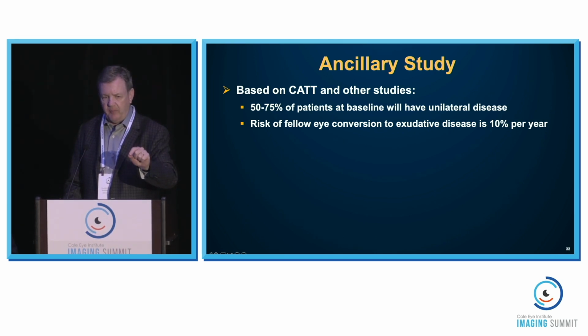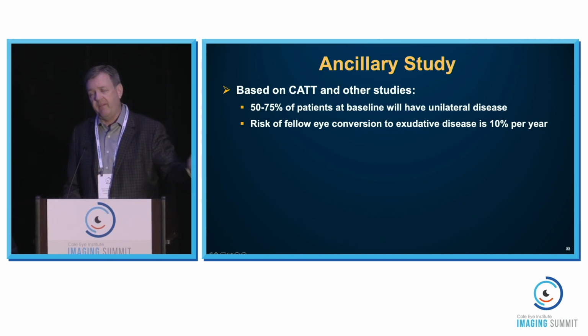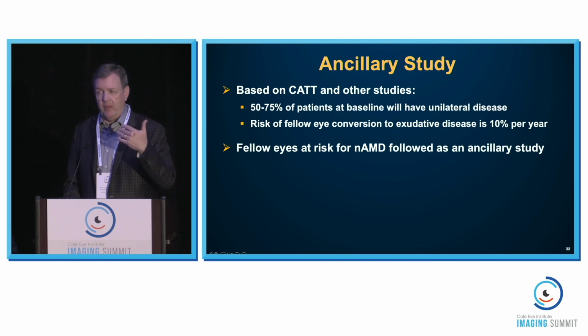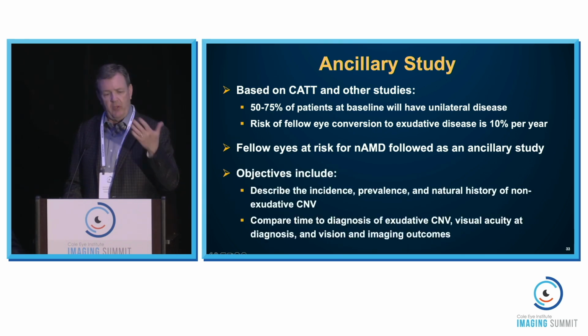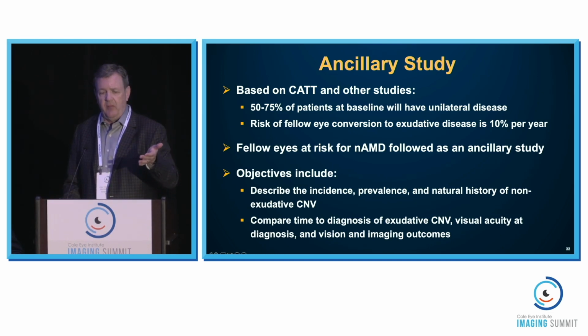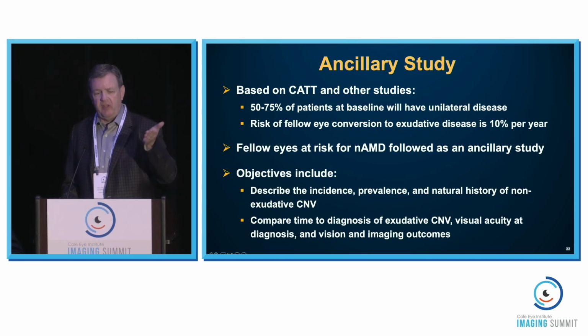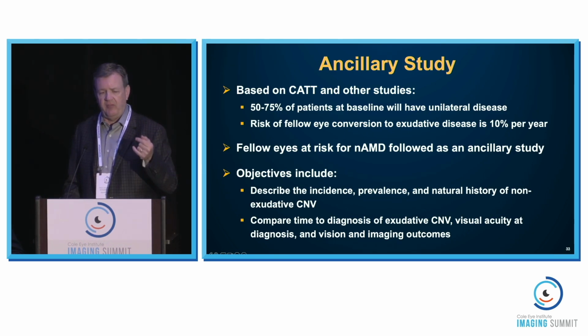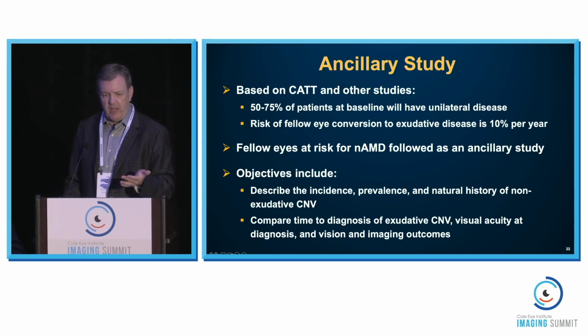On the basis of CAT, Harbor, Ivan, most of the other newly diagnosed neovascular AMD studies, about 50 to 75% of patients at baseline have unilateral disease. That gives you an opportunity to follow the fellow eye with OCT and OCTA. And so there's a whole host of things we have planned to look at: the movement from nothing to non-exudative CNV, from non-exudative CNV to exudative CNV. Some of that's known, but it will not be known at the level we're going to do it.